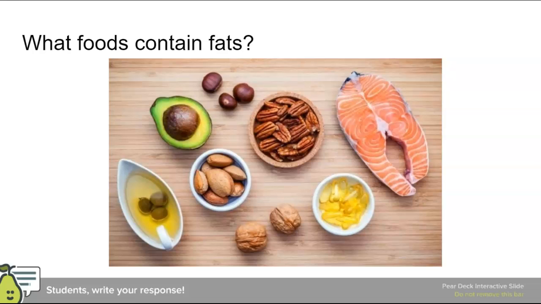Take a look at this picture. Write down 2 foods you see in this picture. These are foods that contain fats.